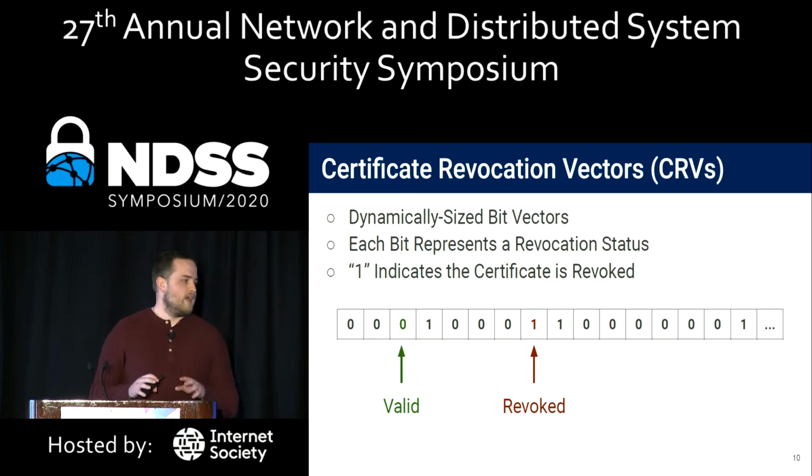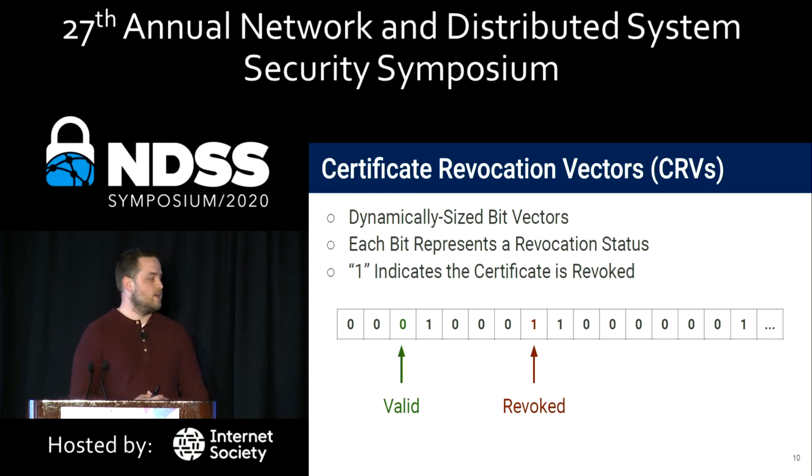At the heart of Let's Revoke are these dynamically sized bit vectors, which we label certificate revocation vectors, or CRVs, in which each bit represents a revocation status. A 1 bit here means that a particular certificate has been revoked.